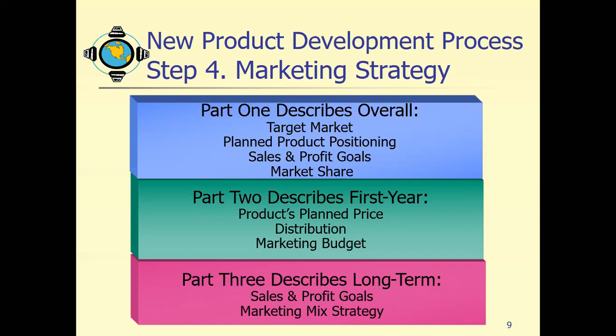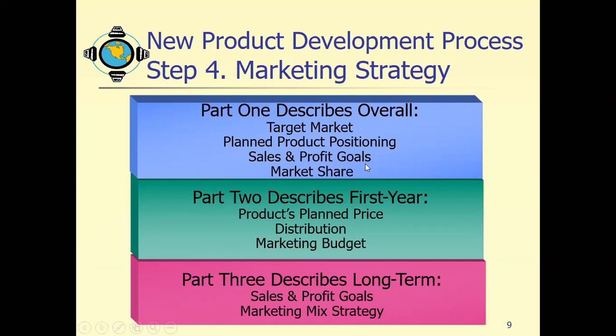So you know there are different strategies for positioning. One is differentiation strategy for positioning. There are 4 kinds of differentiation: product differentiation, service differentiation, personnel differentiation, and image differentiation. Okay, so these are positioning strategy. So you have to fix your planned product positioning in part 1 of the marketing strategy.